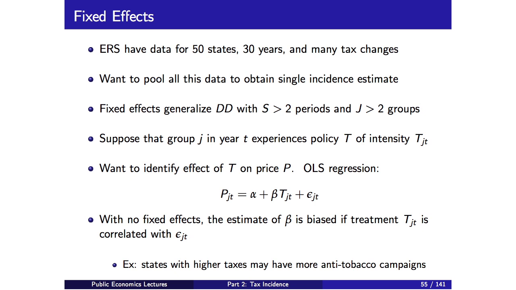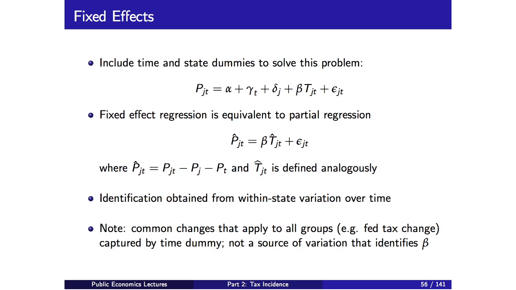So for instance, if you're just comparing in the cross-section states with high cigarette tax rates versus states with low cigarette tax rates, you worry that the states with high cigarette tax rates have more anti-tobacco sentiment in general. And so, maybe they have more ads telling you about the problems with smoking, et cetera. And so then all of that's going to get loaded into this beta term, possibly, depending upon how all that stuff affects prices. And it's going to bias your estimate of the impact of the tax, right? Okay, so what's the solution to that?